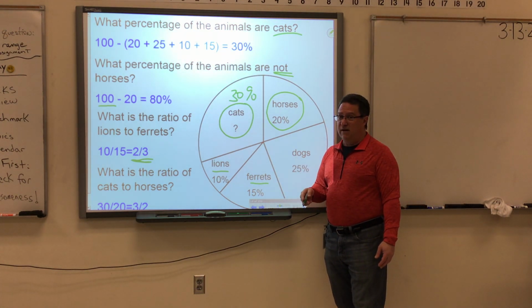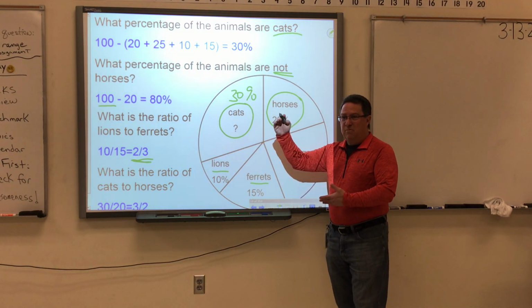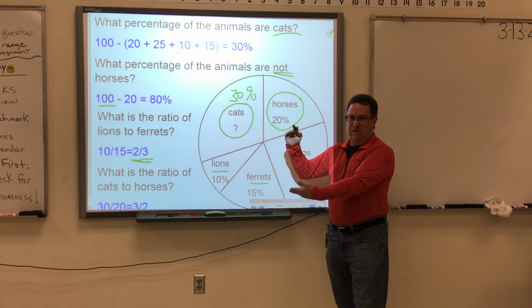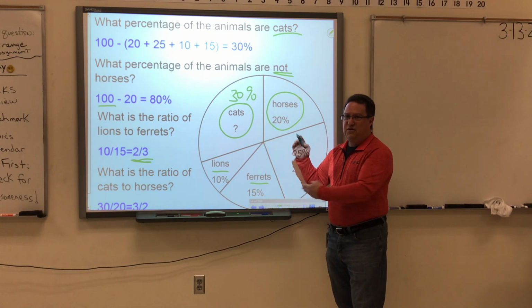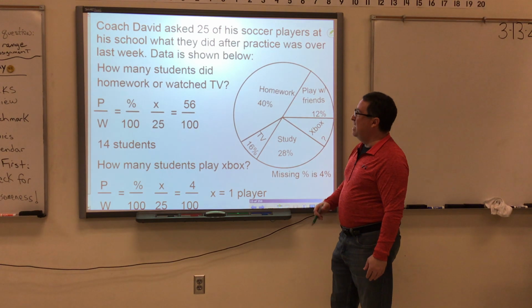Your ratio is not 1.5, people. Remember, when we're doing ratios, it is one number compared to another number. So that's 3 to 2, and that is your final answer. Let's move on to the next one.